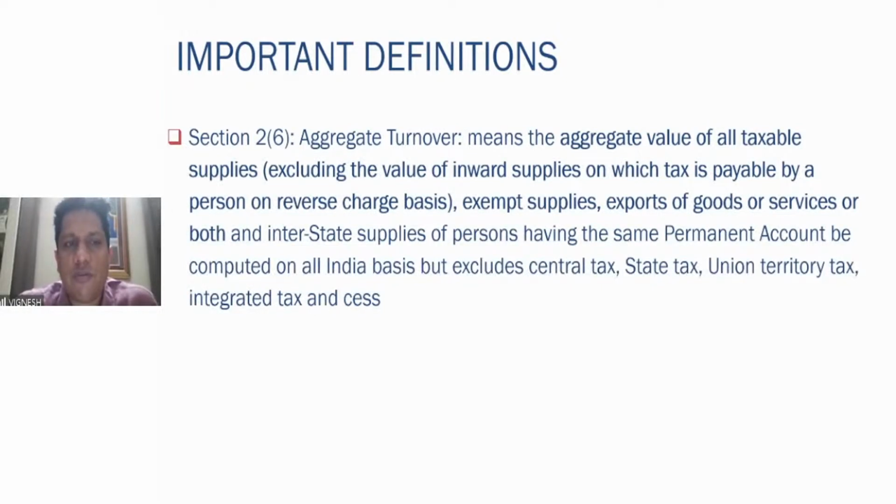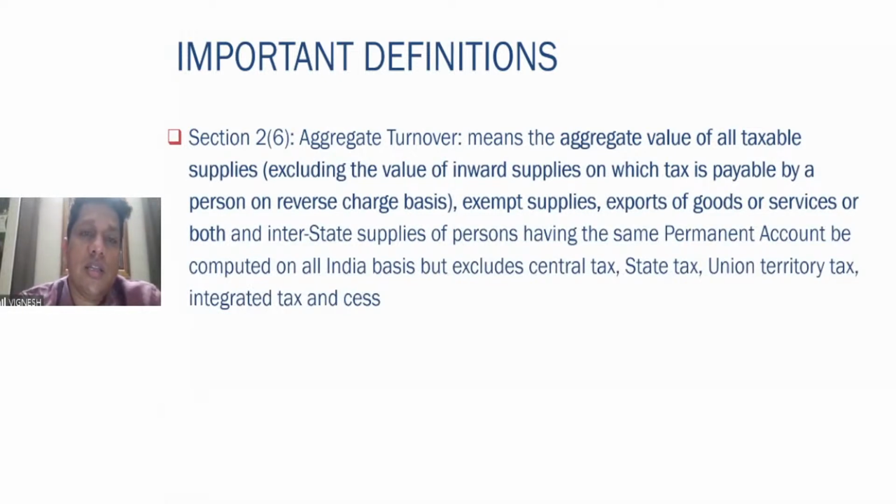Exempt supplies, export of goods or services or both, and interstate supplies of persons having the same PAN number, to be computed on all India basis, but excludes the central sales tax, that is, excluding the GST, you have to calculate the turnover, right? So when you are calculating the aggregate turnover, first you have to look at the taxable supplies. Exempt supplies also have to be taken into consideration when working out the turnover. Very, very important point. Exports of goods or services also have to be taken into account. So all these you have to include, including interstate supplies of persons having the same PAN number.